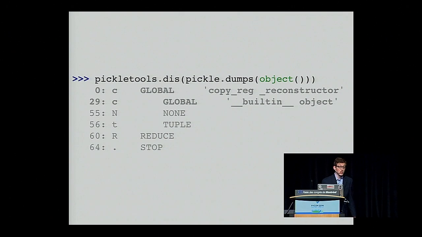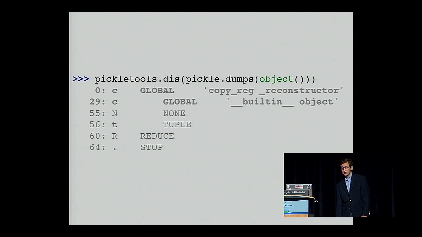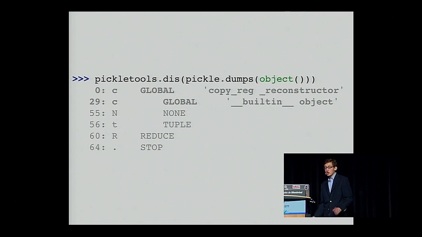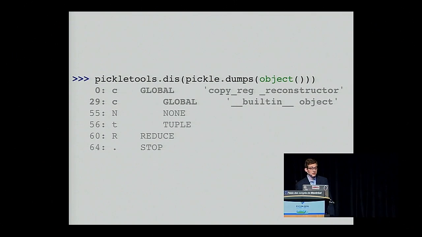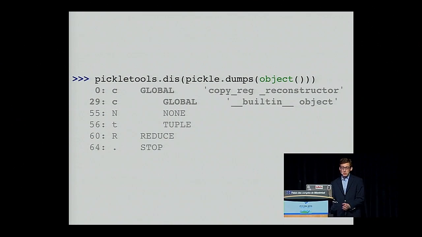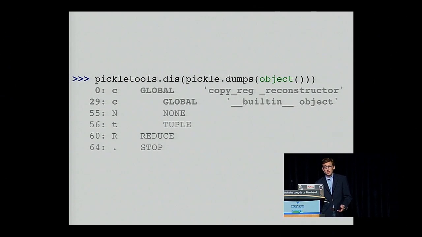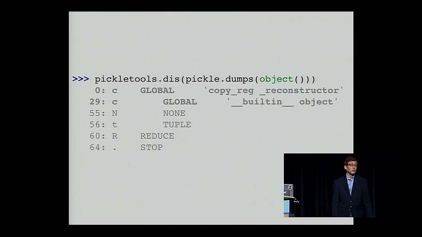So say we just created an object. Boring, plain old, built-in object, nothing special about it. What does this look like dumped? So the first thing we see is this global code, and it's got an argument of copy reg under reconstructor, whatever that is. Then we've got another one of these globals with under built-in object, none, tuple, reduce, stop. What's going on here? So the first thing we have is the name of the reconstructor function. This is the function you return from under reduce that says, what function do I call when I need to create this object again?